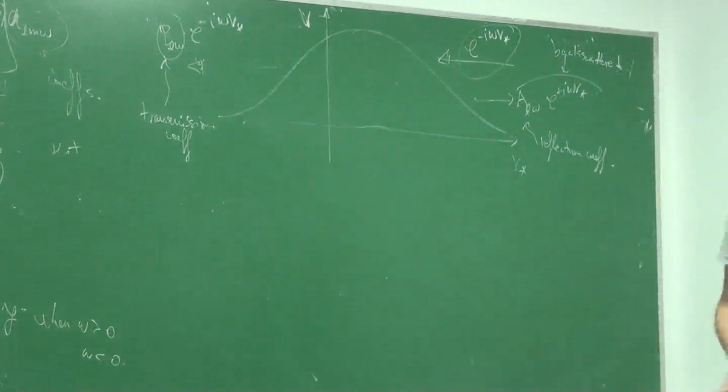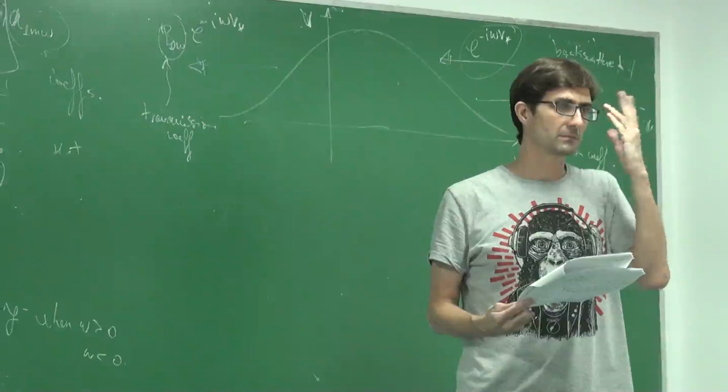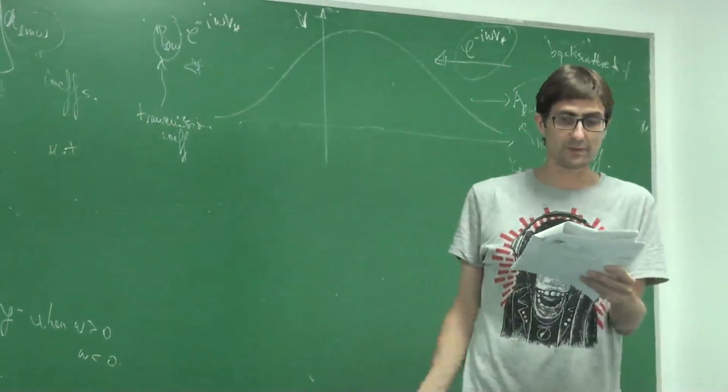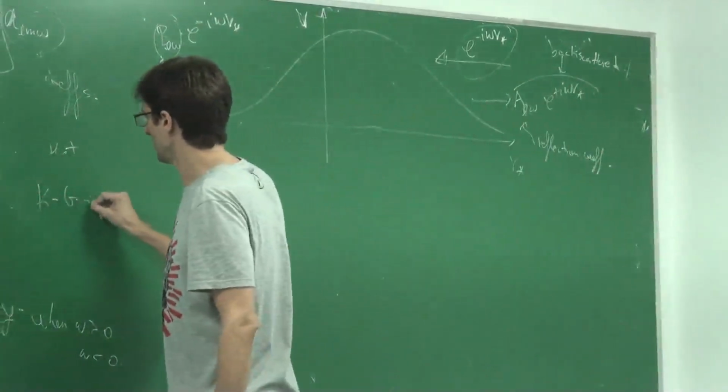Okay, now we have our Klein-Gordon scalar product that we derived already for a field with a source. It's the Klein-Gordon scalar product.